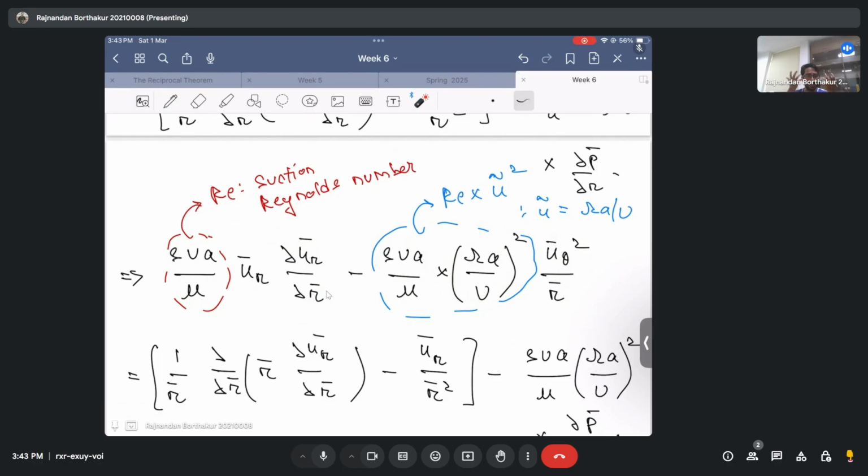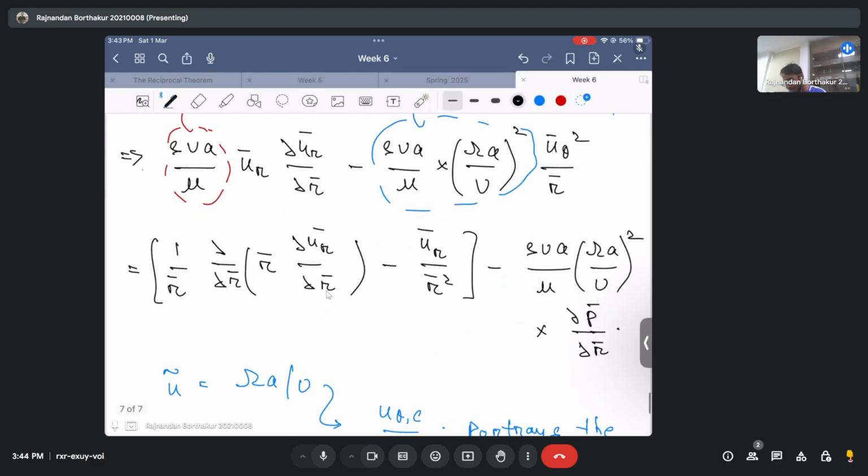And this domination can be established because these non-dimensional terms, U theta bar by R and UR, are order 1, which means that the magnitudes are dictated and reflected by this Reynolds number and U tilde. I hope you can now realize how powerful non-dimensionalization indeed is. All right, so then I can just write these terms as what?